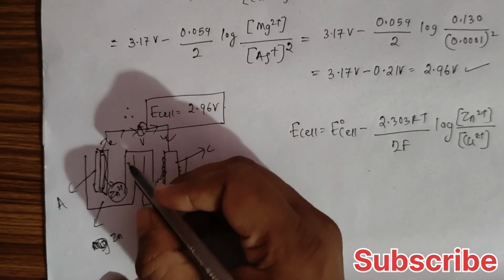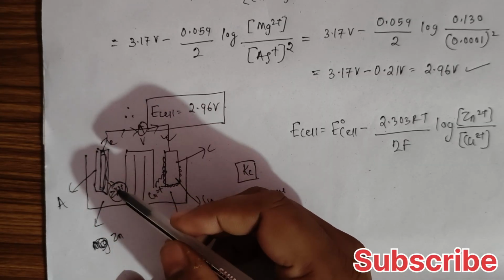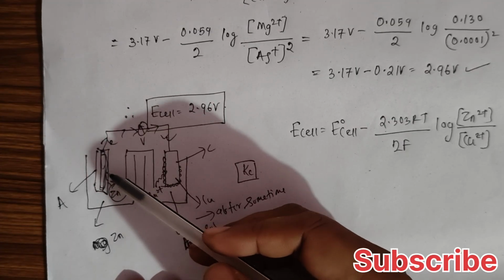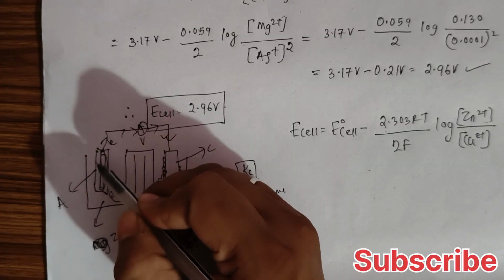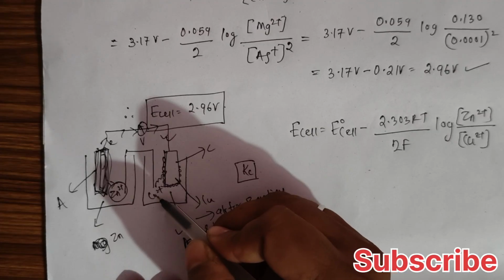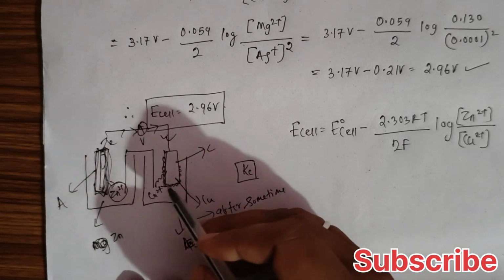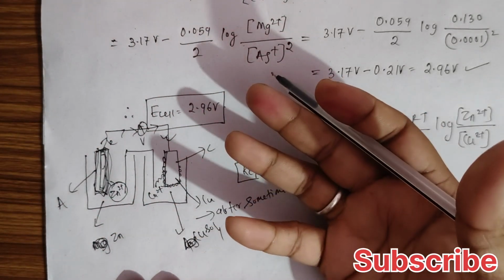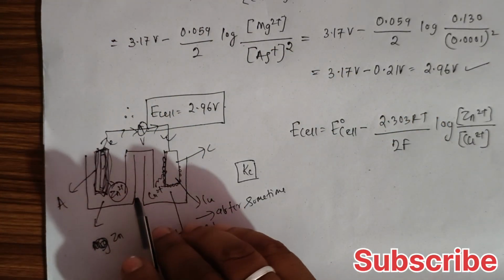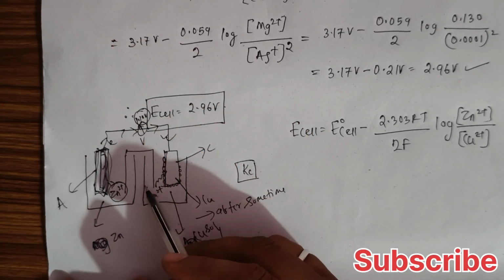But after some time, what happens? The dissociation of zinc 2+ from this electrode will stop, because it is limited. Like this, after some time the reduction of copper 2+ ions will also stop, because this solution contains a limited amount of copper sulfate, whereas the other solution contains a limited amount of ZnSO4.